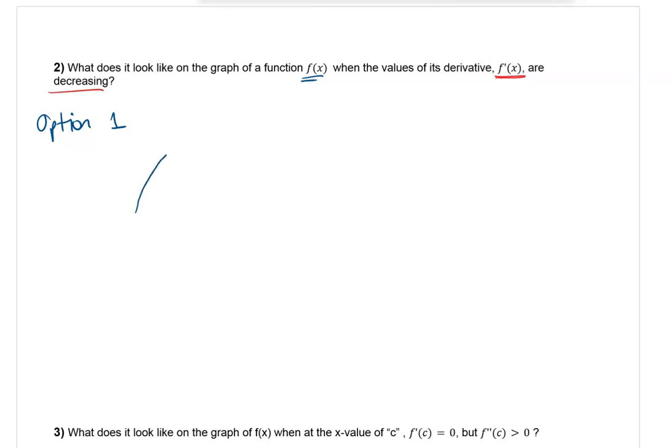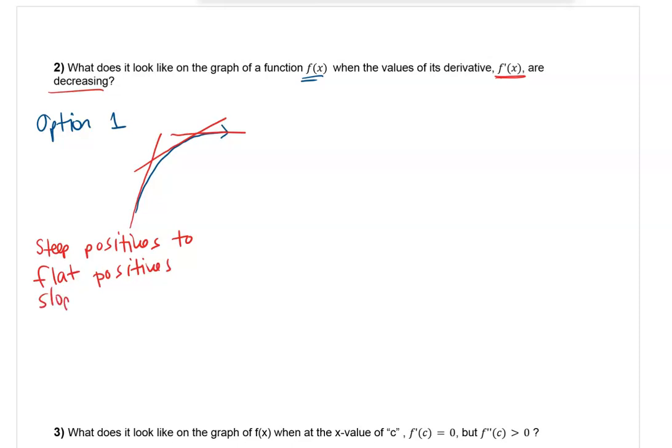That would have to look something like this. So if your function f of x is going up, it would have to be getting flatter as you go up in order for its slope value to decrease. So for the slope value to decrease, we would want to go from steep positive slopes to flat or less steep positive slopes. That would mean that the slope values are decreasing. So this is one visual image of that.